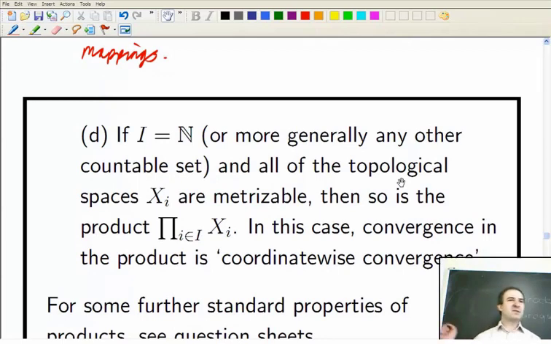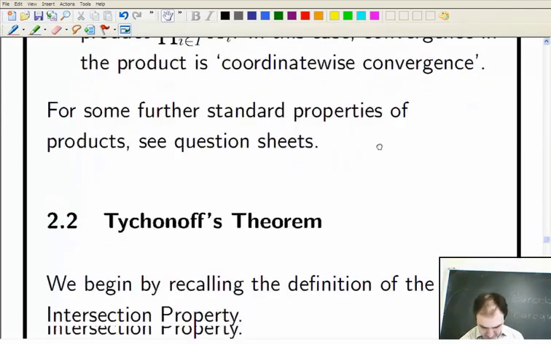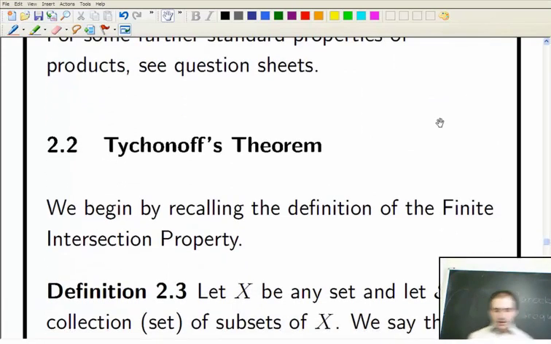You want to know, does it converge to some other sequence? Well, you just check it coordinate by coordinate and say, do the first terms in the sequences converge to the limit sequence's first term, and so on for the second term, for the third term. And so you get coordinate-wise convergence. And this time you can use sequences instead of nets. And there'll be lots of other things to check for you on the question sheets. And that brings us on to the beginning of this section on Tychonoff's theorem. And as I said, the Tychonoff theorem is going to be quite a tough proof.